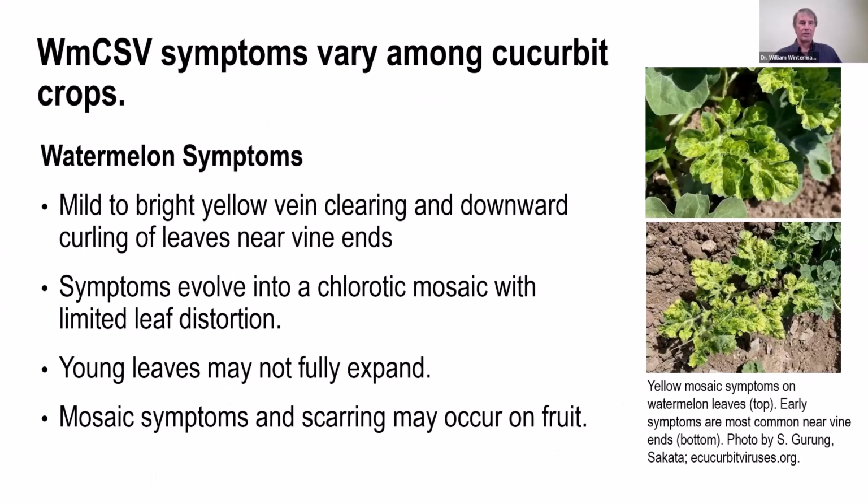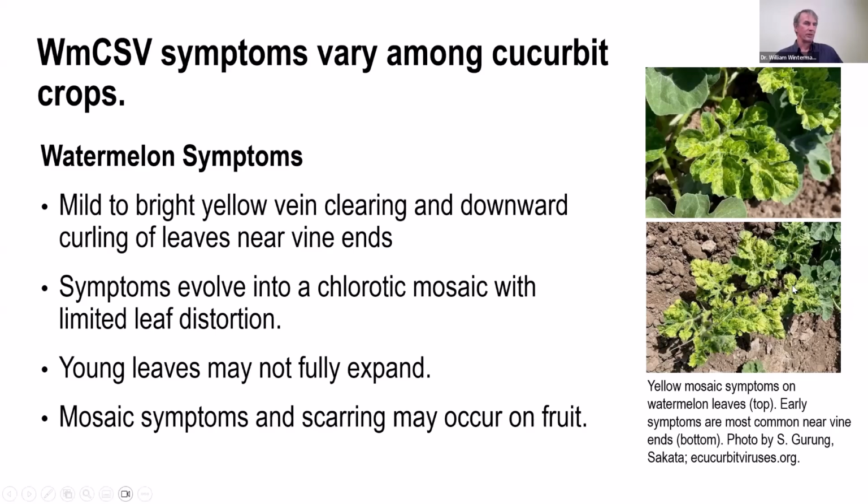Symptoms differ on the different cucurbit crops. Watermelon symptoms are the most severe. Plants develop a mild to bright yellow vein clearing early on, with some mild downward curling of leaves near the vine ends. The symptoms evolve over time into a chlorotic mosaic symptom, as shown on the right.